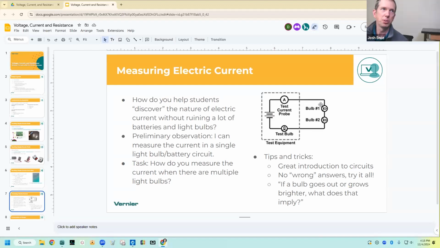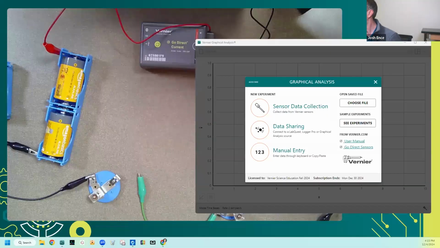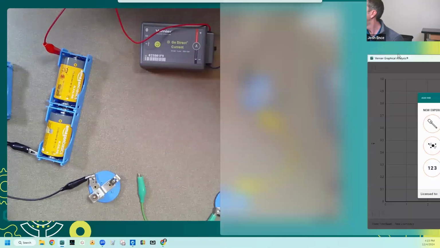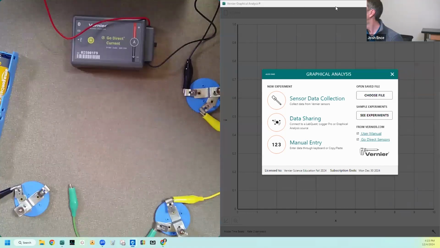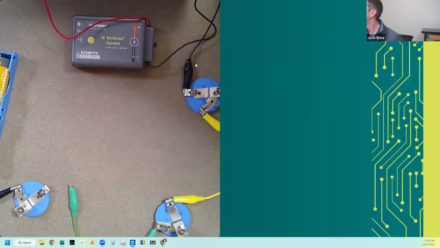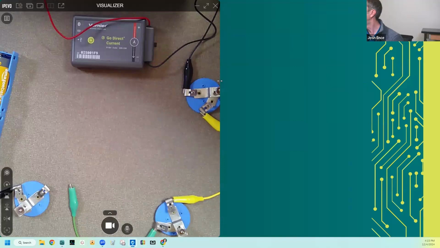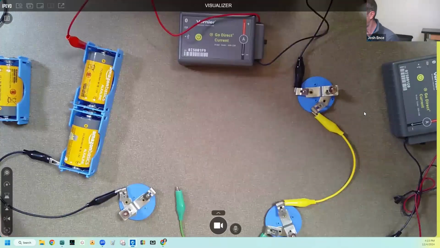I have these little bulbs, and I'm hoping that the camera picks it up well enough. So I'm going to switch here to my other screen. I've got a camera pointed down here. I'll move graphical analysis out of the way. I've got my bulbs here in a simple circuit.